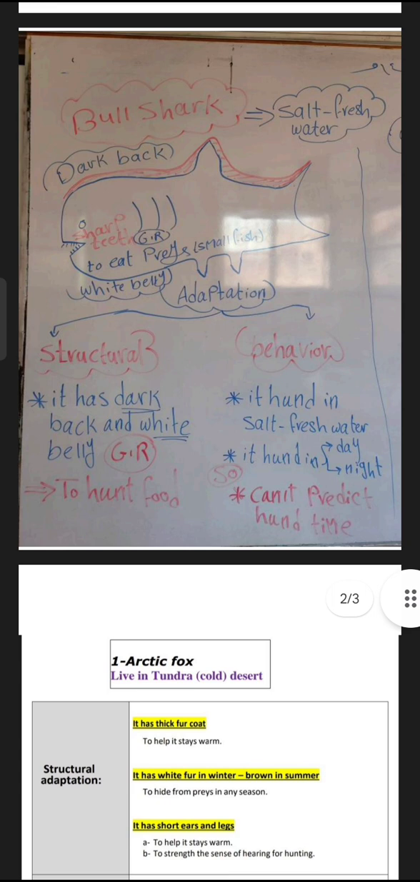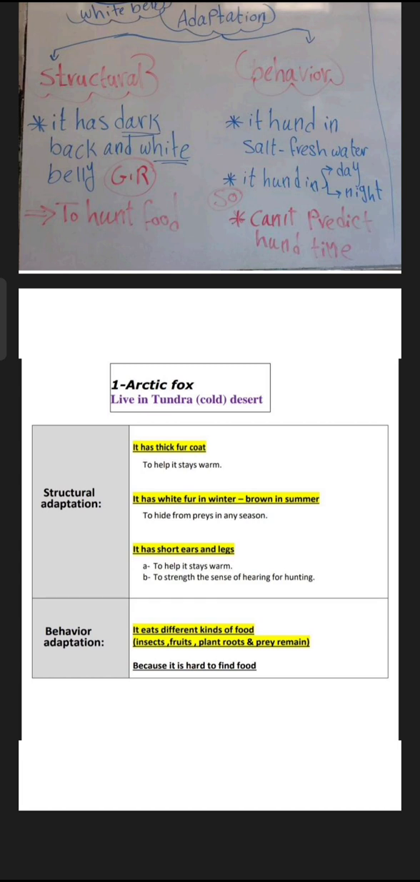Okay. The third animal we have is the Arctic fox. The Arctic fox lives in the tundra. Tundra is a cold desert. The Arctic fox has structure adaptation and behavior adaptation. Structure adaptation: it has thick fur. So give reason the Arctic fox has thick fur. Why? To keep its body warm, or to help it stay warm, as we said for the polar bear and the penguin.